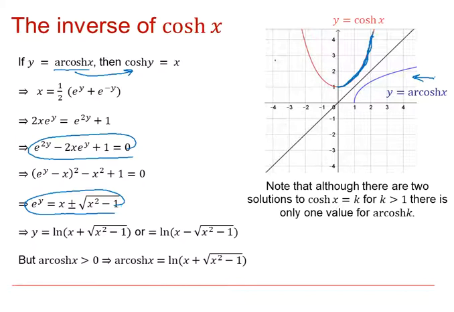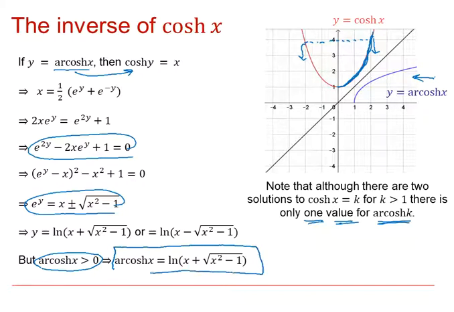We've got to take a good look at cosh x, because although there are two possible answers to cosh x equals a number, so say cosh x equals 4, for example, would give us two possible answers, because arcosh is a one-to-one mapping, we can only have one possible value for arcosh. And therefore, since arcosh x has to be positive, the only logarithmic form we can take for arcosh x is ln of x plus the square root of x squared minus 1.